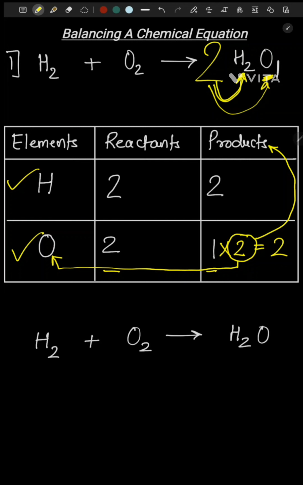So 2 to the hydrogen becomes how much? 4. So earlier the hydrogen was 2 on the product side, but now it becomes 4. Okay, when it becomes 4, it gets unbalanced, as we have 2 here, 4 here.